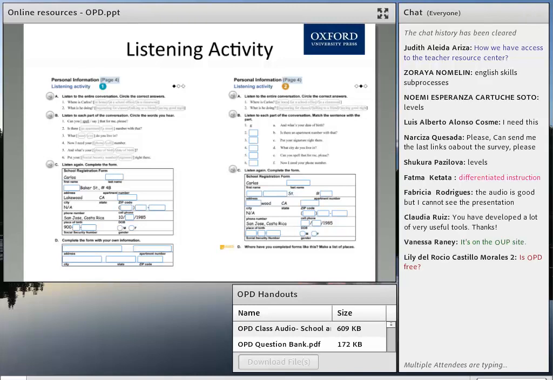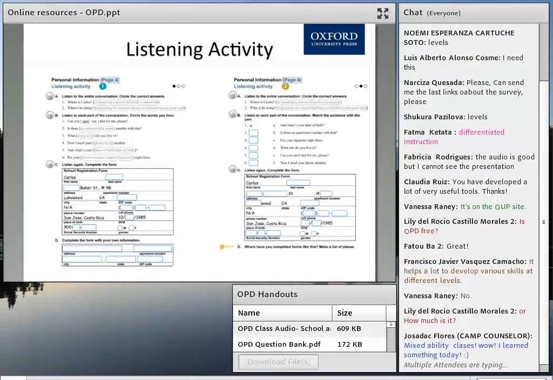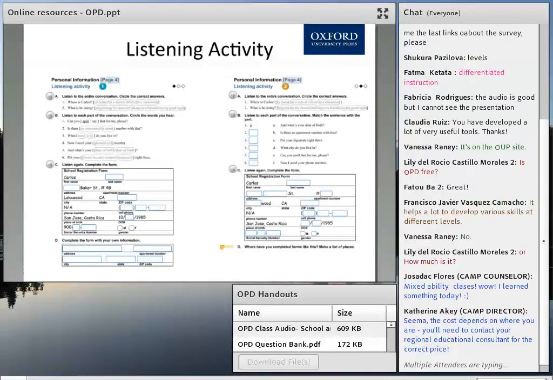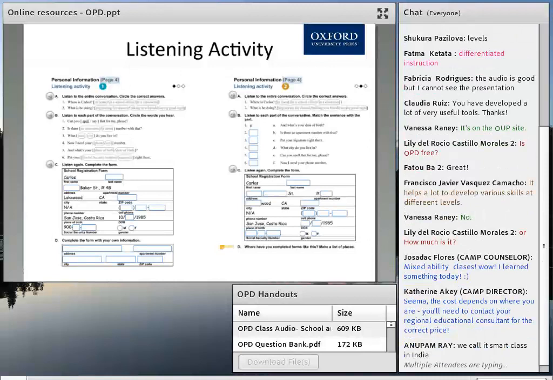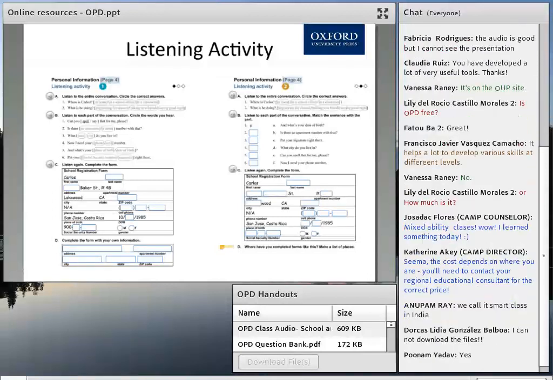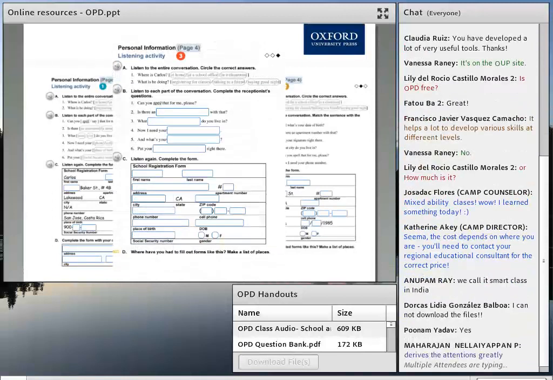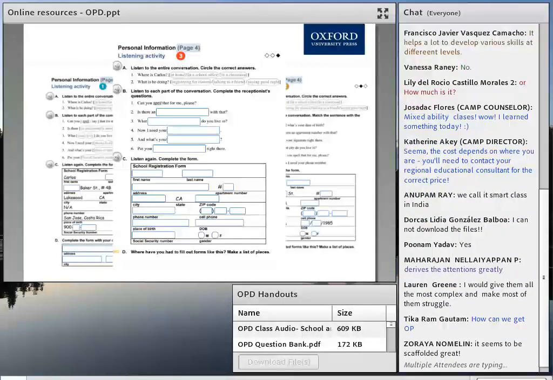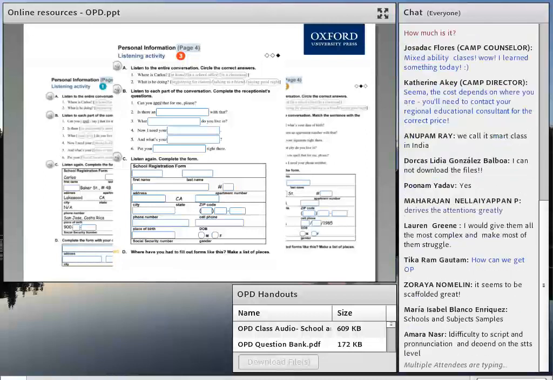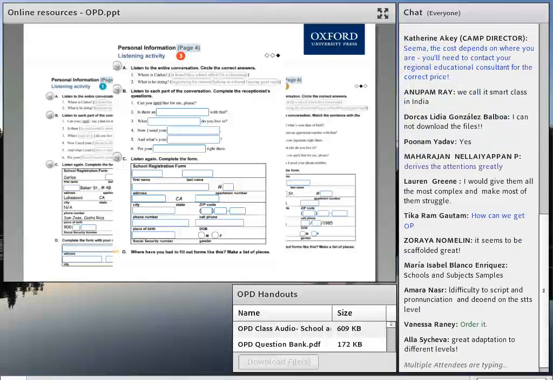So it's using the same information and content that everyone's looked at, but the rigor, or how difficult it is to work with the vocabulary and terms, is going to get harder as you move up. And these are also automatically checked and marked, which is helpful. So this is just showing you the above level listening activity.